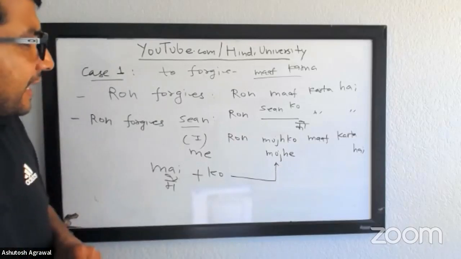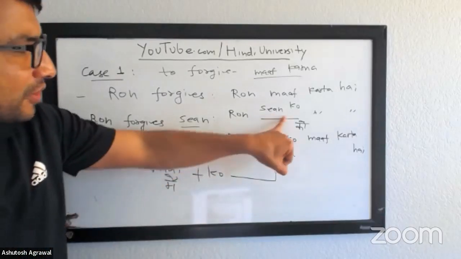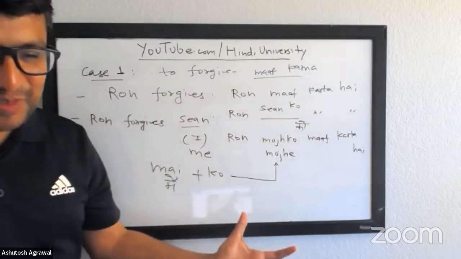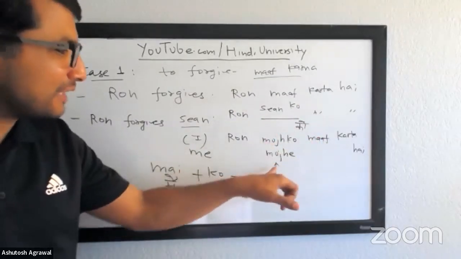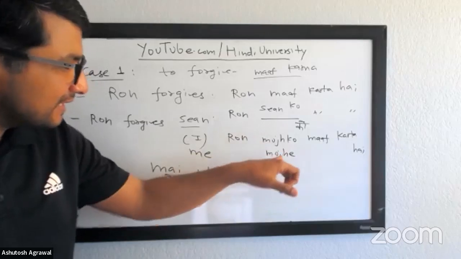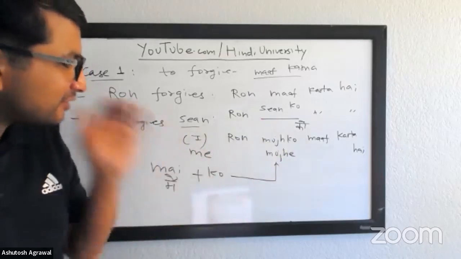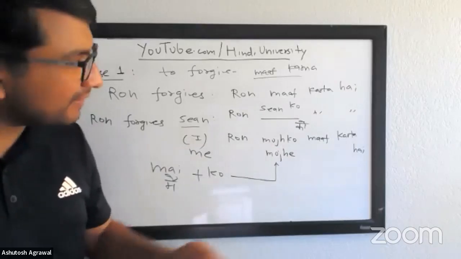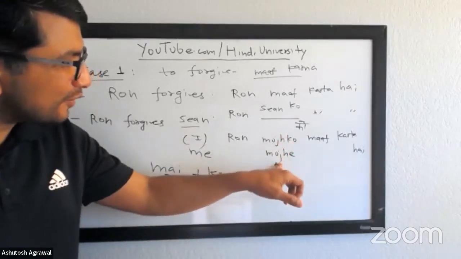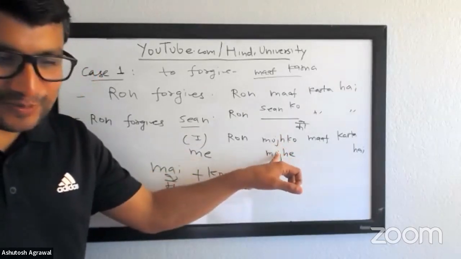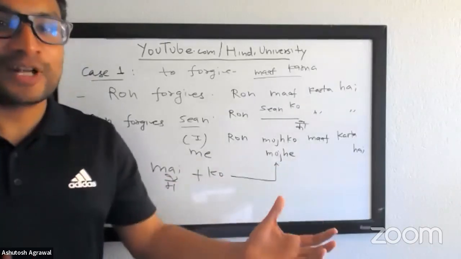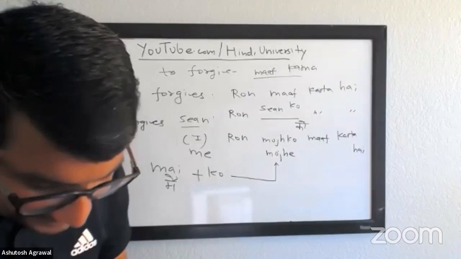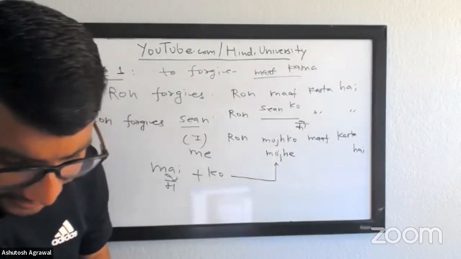So you already had Sean. When it was Sean, it was easy. I mean, it was hard because it was a ko, but relatively speaking it was still easy. But as soon as you replace it with the other form of the pronoun, you have mujhe. Ron mujhe maaf karta hai. It's harder because, especially with mujhe, you don't even see a ko here. Hopefully it makes sense. Ron mujhe maaf karta hai.